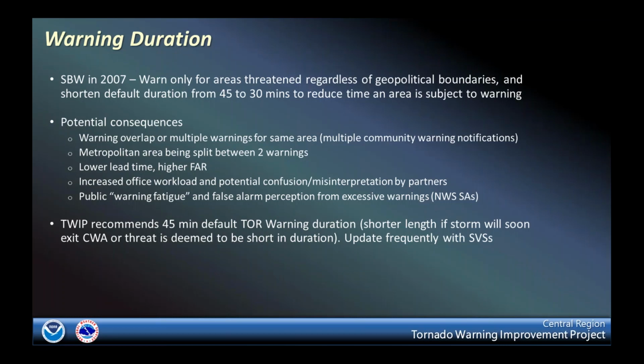Now that may hit you and be like, what? But the idea here is that's not a mandate, that's just a recommendation. Certainly if the storm is close to the edge of your CWA, you're going to issue a shorter warning. And if you perceive that the tornado threat from a particular storm is shorter in duration, then obviously go with a shorter length of warning. Either way, update the information in the warnings frequently in SPSs.